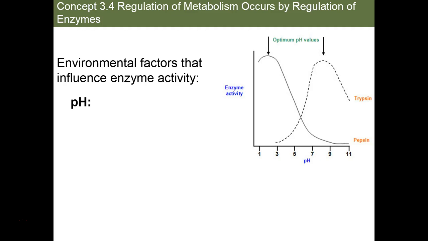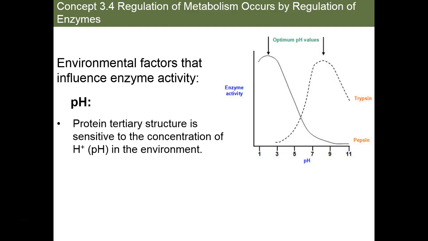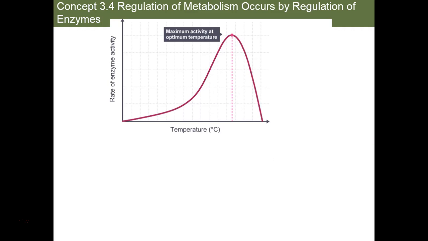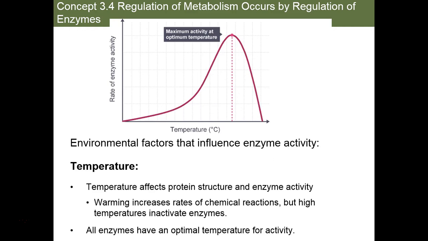There are some environmental factors that can influence enzyme activity. One factor is pH. All enzymes have an optimal pH at which they work. Too high or too low can inactivate the enzyme. The concentration of hydrogen ions in the environment, which pH measures, can affect the tertiary structure of an enzyme. Temperature also influences enzyme activity. Increasing temperature can increase the rate of a chemical reaction, but if too high, temperature can inactivate the enzymes by denaturing them.